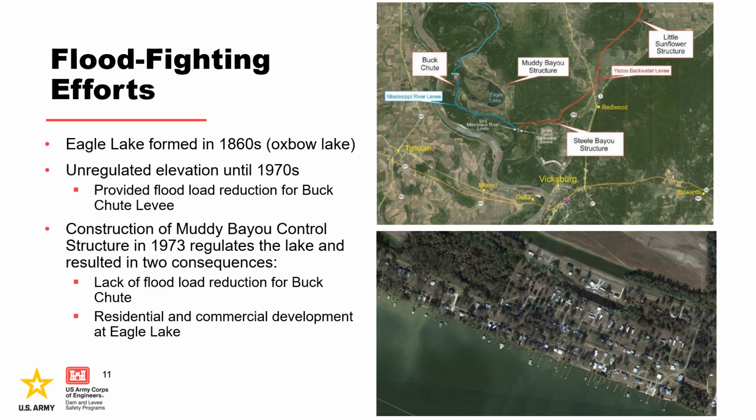This resulted in two consequences. The first is that the lack of elevation rise in the lake prevents the inundation of the Buck Chute landside toe, increasing the differential head experienced by the levee during flood events. The second consequence is that since flooding of the lake is no longer a regular occurrence, residential and commercial development centered around recreation has occurred along the lake shoreline.